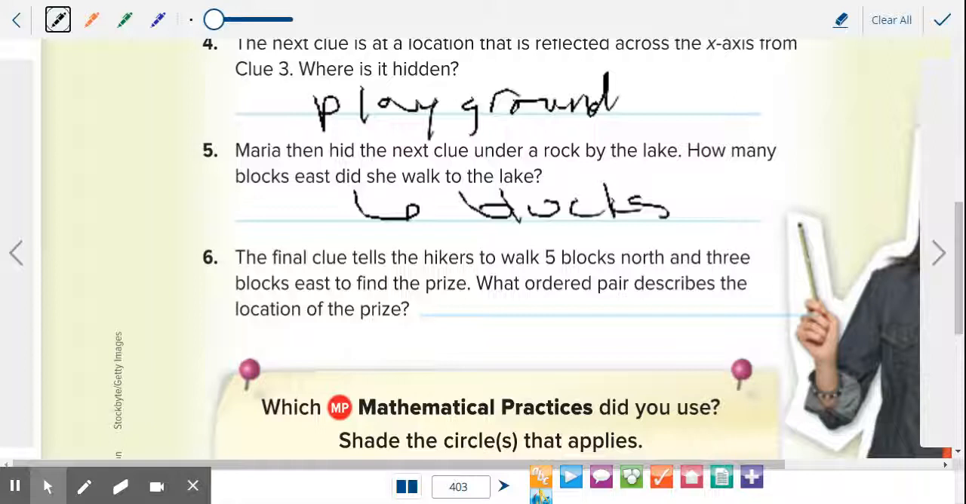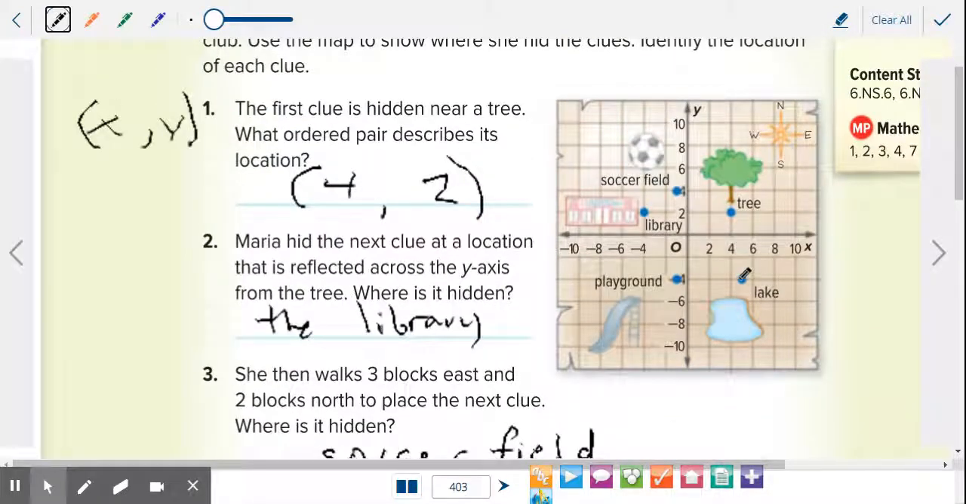The final clue tells the hikers to walk 5 blocks north and 3 blocks east to find the prize. What ordered pair describes the location of the prize? So we're still at the lake. We got to go 5 blocks north. So remember, each line is 2 blocks. So if we jump this block, how many blocks did we just go going to this line? 2. So then we jump another line. How many is that total? And then we go halfway, so that gets us 5. So we're still in the middle here. And then it said we need to go 3 blocks east. So we go 1 and then another 2. So right here.